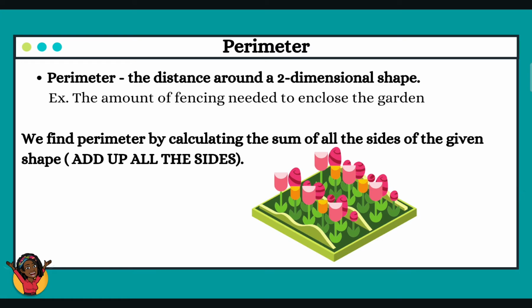Perimeter is the distance around a two-dimensional shape. For example, the amount of fencing needed to enclose a garden. So if you look at this garden here, maybe it's the amount of wood I would need if I'm building a flower box. Okay, in order to find perimeter, we must add up all of our sides. So perimeter is calculated as the sum of all sides.